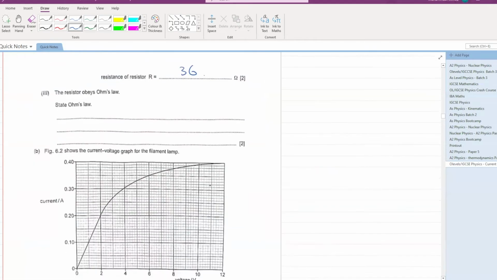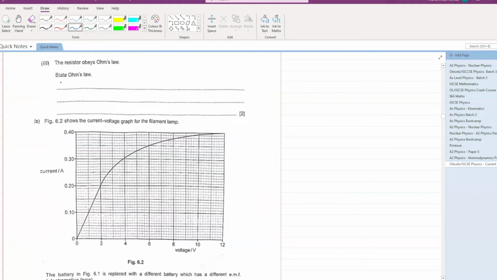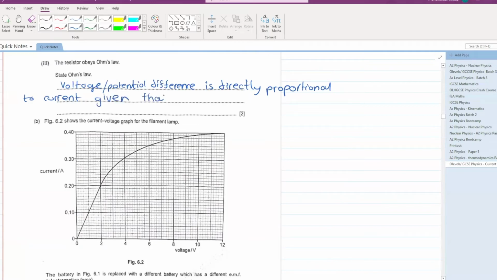The resistor obeys Ohm's law. State Ohm's law. Ohm's law basically means voltage or potential difference, you can write anything here, voltage slash potential difference, is directly proportional to what? Is directly proportional to current, given that temperature remains constant.